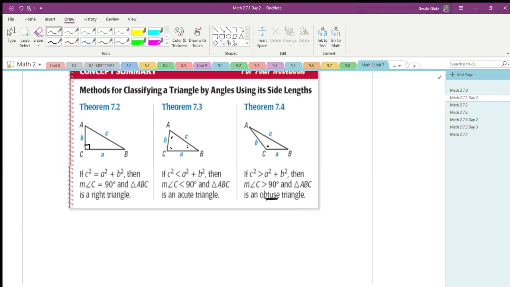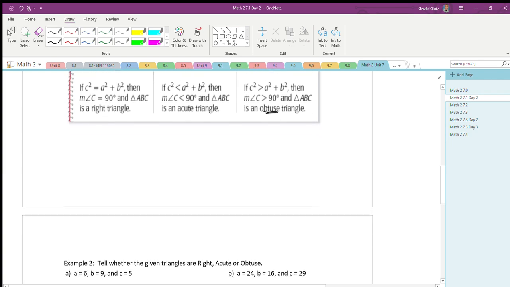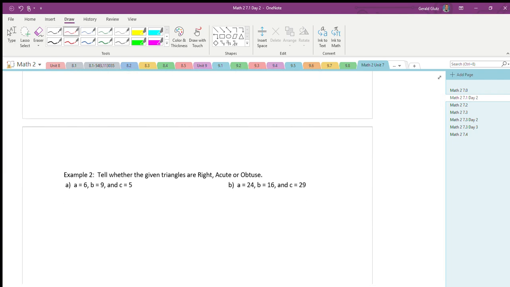To figure out if it's an acute triangle, if I add a squared plus b squared and it's bigger than c squared, then it's acute. If I add a squared plus b squared and it's less than c squared, then it is an obtuse triangle. So let's do an example because I know I totally messed up that explanation.